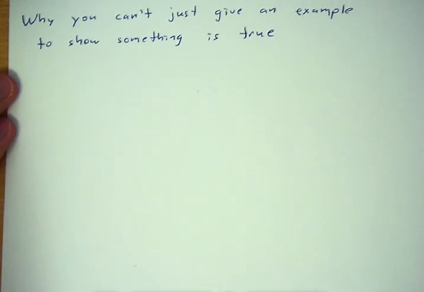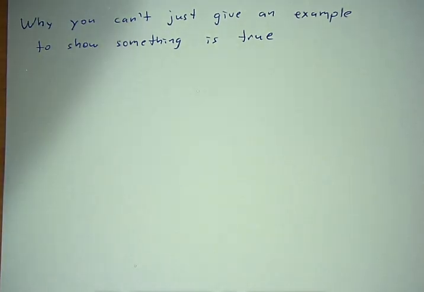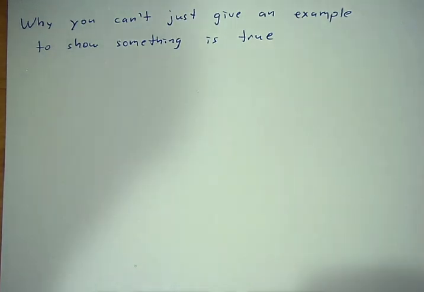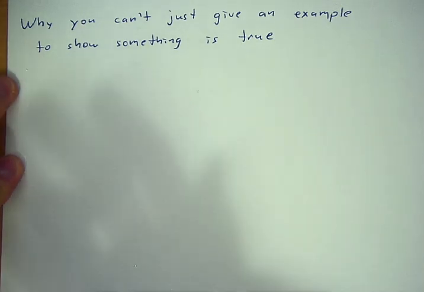Okay, so why can't I just give an example like I did before? Why can't I just give an example like when I was proving something false to prove something is true? It's because we need it to always be true. If your only options are true or false and you're trying to say that something is true, you need it to always be true. And a single example is not good enough.